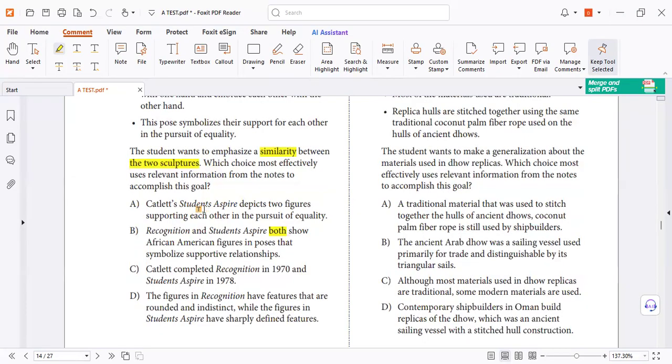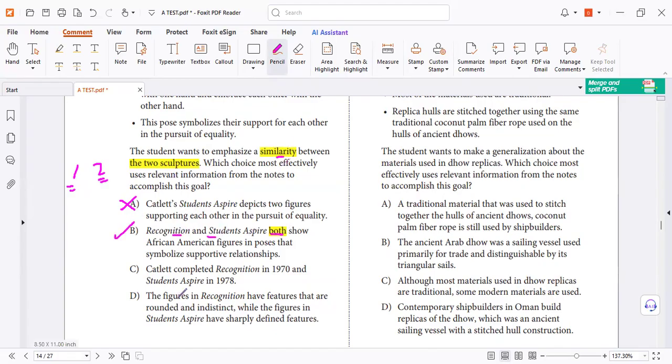Did he mention the two names of sculptures? Here, he mentioned only one. We need both. This is a trap of similarity. Both of them. Mention one wrong, mention two wrong. Look, he mentioned both of them and both similarity.